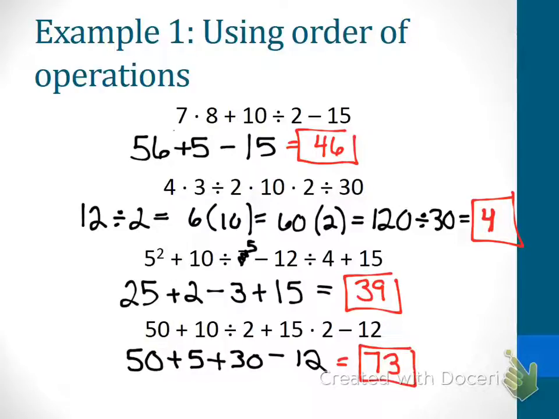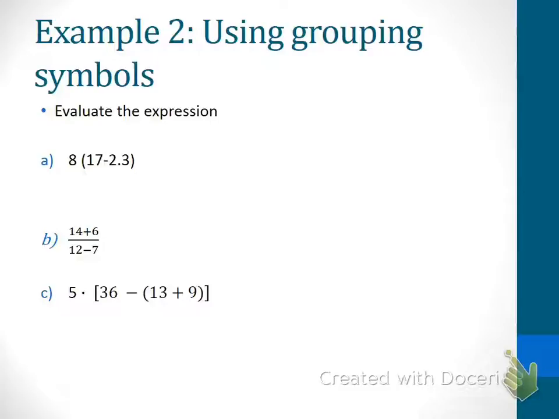Alrighty. Okay, so moving on now to example 2. Now, in example 2, I'm still working with these order of operations, except now I'm just working with these grouping symbols. What does that mean? It means simplify what is in parentheses first. Go ahead and subtract 17 minus 2 3/10.